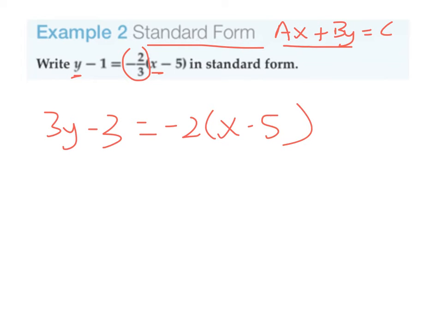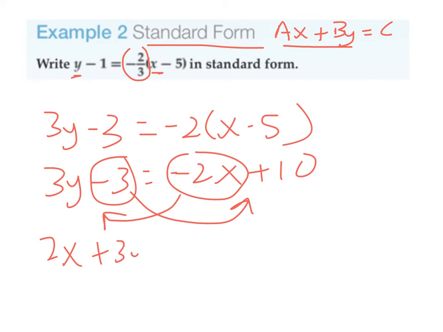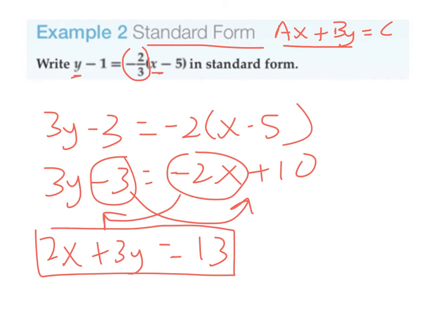Now we can go ahead and remove the parentheses, so we're doing the distributive property. And now I want to move this over here, and I want to move this over here. When I move things to the other side, they change signs. So the -2x becomes a positive 2x, plus 3y. And when I move a -3, it's a positive 3, and with that 10 gives me 13. So this is standard form.